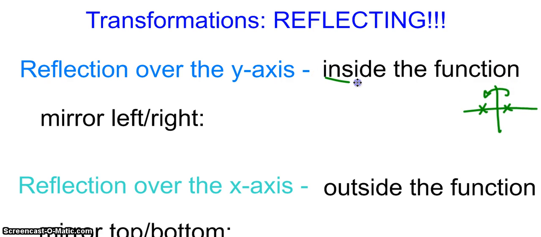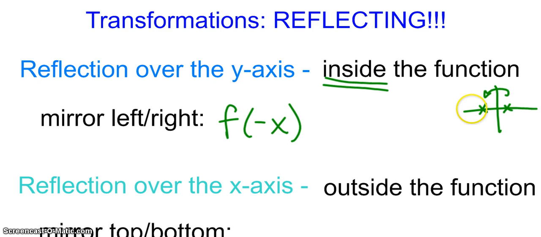So this is going to happen inside the function. Instead of taking f of x, I'm going to take f of the opposite of x. Note that that also works if originally I said I want to find f of -3. Well, to mirror it over the y-axis, I would actually want f of +3, which would be taking the opposite of that x value.